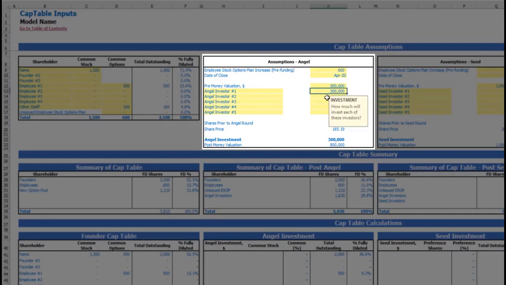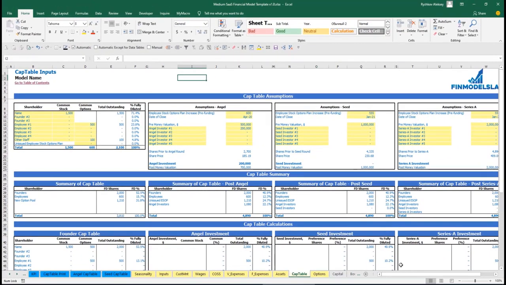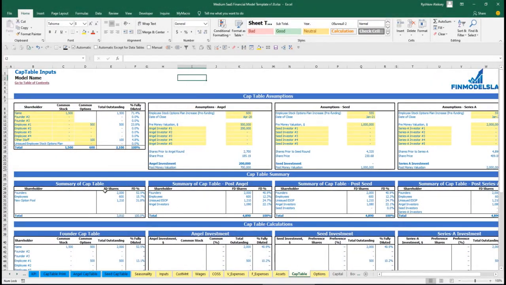You have up to 5 angel investors or investor groups. You can input some amounts of funding. Below you may see the calculation of shares prior to angel round, the average share price, the sum of angel investment and post-money valuation based on the pre-money valuation and equity round. Exactly the same structure applies to the seed round and the Series A round. Below you may see some summary charts and tabs.